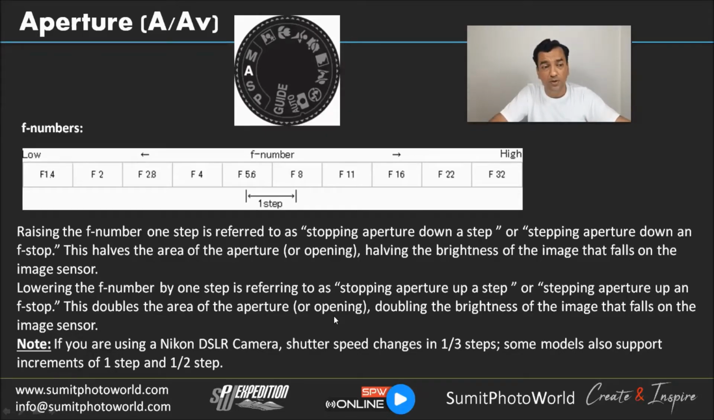So that's how it is designed. If we increase the f number, it helps us increase the depth of field. So lowering the f number will reduce the depth of field, and raising the f number will increase the depth of field.